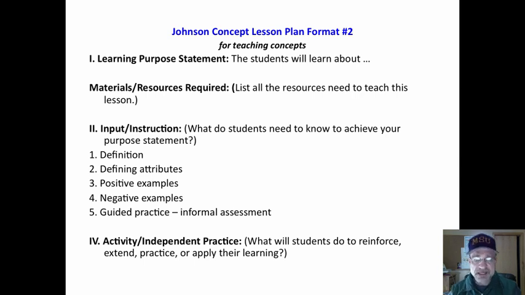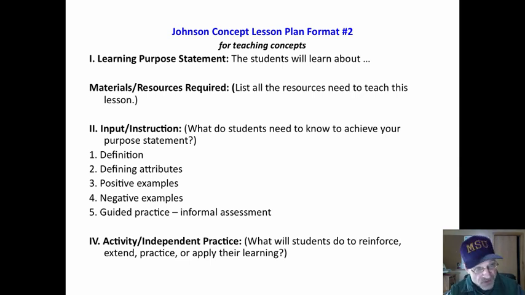The second type of lesson plan is for teaching concepts, much different. Purpose statement: students will learn about, insert your concept there. We have our materials, but then the instruction. And again, here's the input. When you are teaching a concept, you define the concept first, then you present defining attributes. This is a square, these are the attributes.